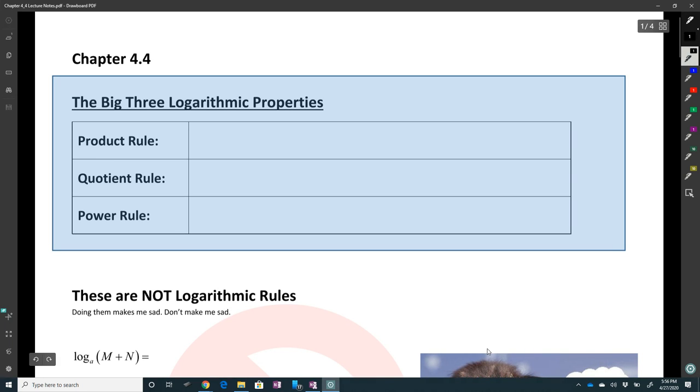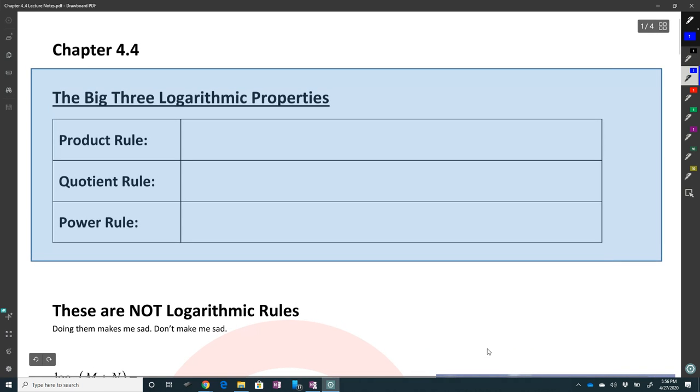All right, but anyway, this section is talking about the big three logarithmic properties. So we talked about logarithms last time. For the first one, we have log base A. It's called the product rule because on the inside you have a product, M times N. There's just two things being multiplied.